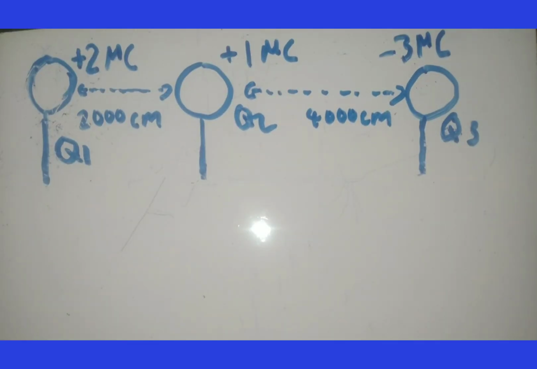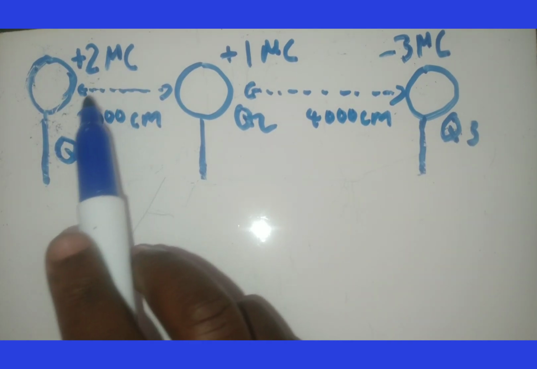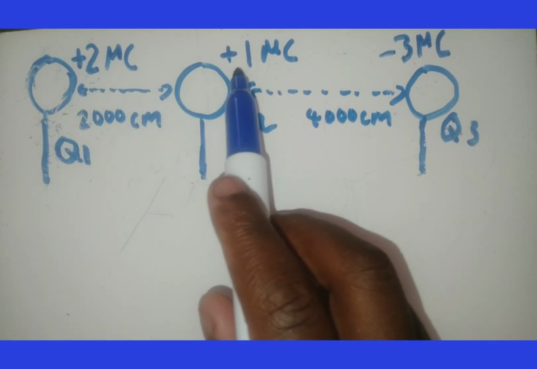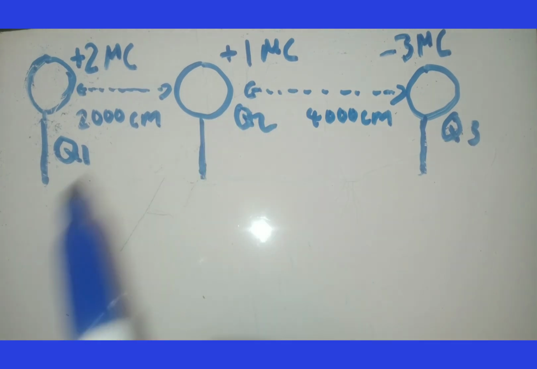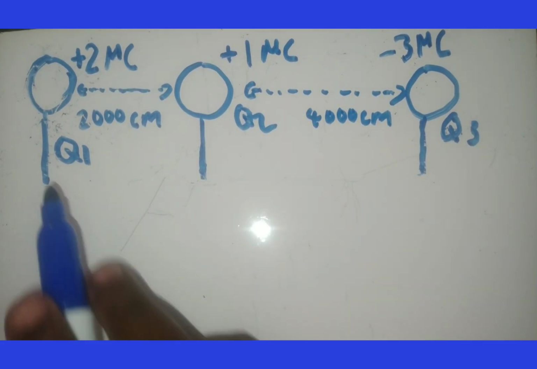All right, here is another example. So let's look at this. Let's just say we have 2 microcoulombs, and 1 microcoulomb, and minus 3 microcoulombs. So this time we're given in microcoulombs. Now let's call this Q1, Q2, and Q3.